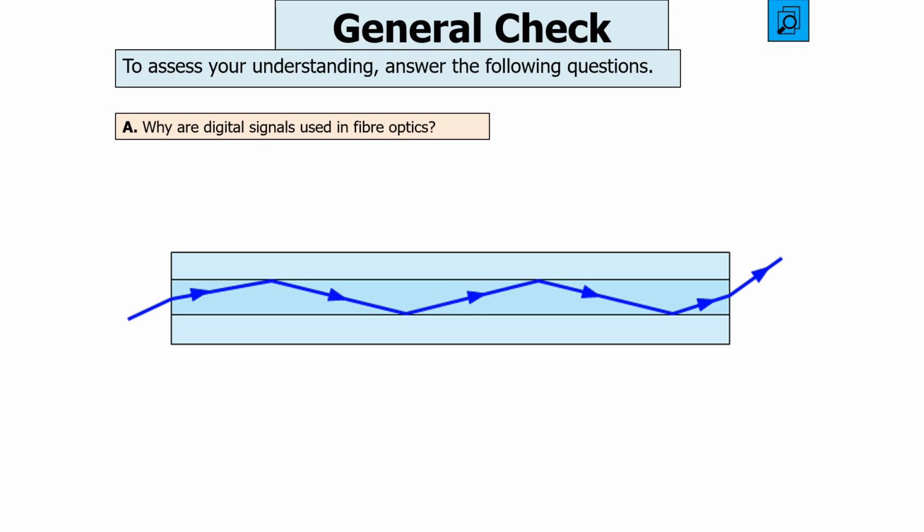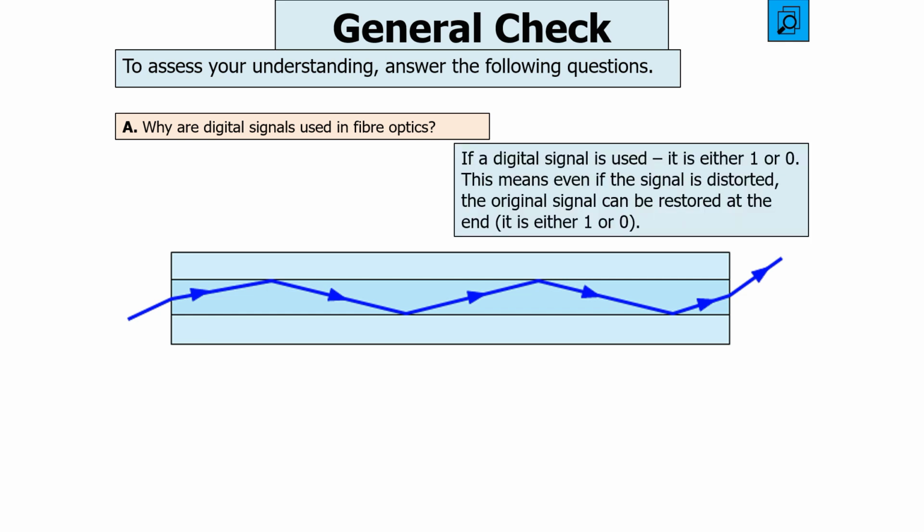Why are digital signals used in fibre optics? Pause the video now, then unpause the video when you want to go through your answer. A digital signal is used, either 0 or 1, because even if the signal is distorted, the original signal can be restored at the end to be back to either 0 or 1.